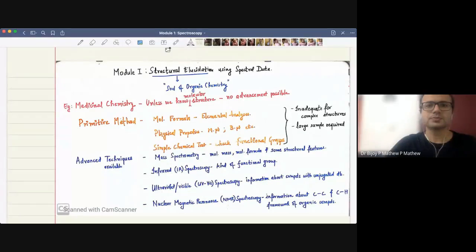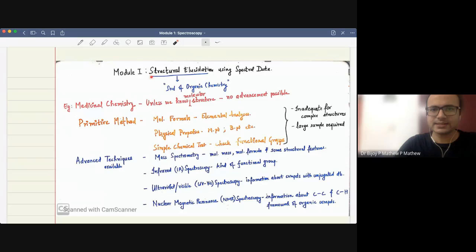So today, this is your module 1, probably. Just a second. So today you have your module 1, that is structural elucidation using spectral data. This is a very important part, particularly in organic chemistry as well as in other types of chemistry also. Spectroscopy plays a very important role.